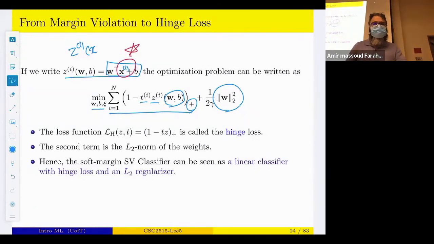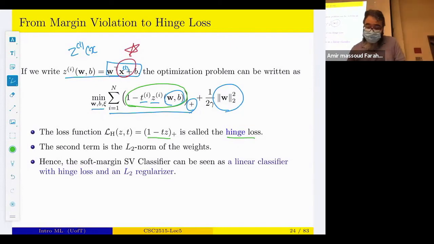Okay, so this is interesting because let's call this term that is in the form of 1 minus t z, positive part. This we can think of as a loss function, and it is called the hinge loss function. So this is a loss function of how much our classifier penalizes essentially, or how much it violates the margin for the ith data points.